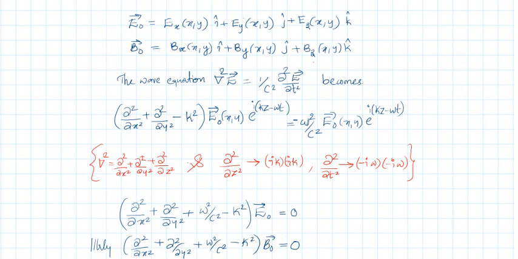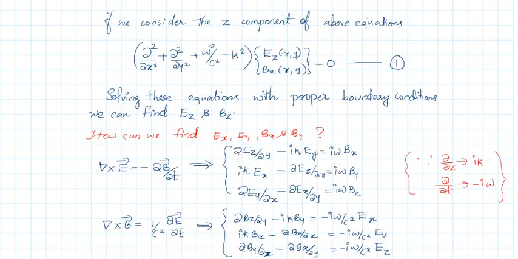Among the 6 equations, we are going to consider only 2. We are going to consider only the z component of the equations. So that becomes ∂²/∂x² + ∂²/∂y² + ω²/c² − k² acting on Ez or Bz equals 0. So this is actually 2 equations. By solving these 2 equations, we can find Ez and Bz provided there are suitable boundary conditions on Ez and Bz.